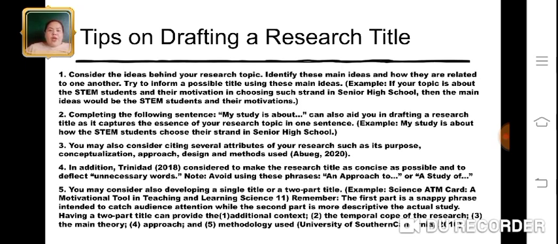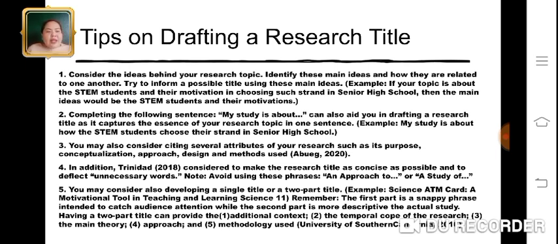Number 5, you may consider also developing a single title or a two-part title. Example, "Science at ATM Cards: A Motivational Tool in Teaching and Learning Science." Remember, the first part is a snappy phrase intended to catch audience attention while the second part is more descriptive, the actual study.